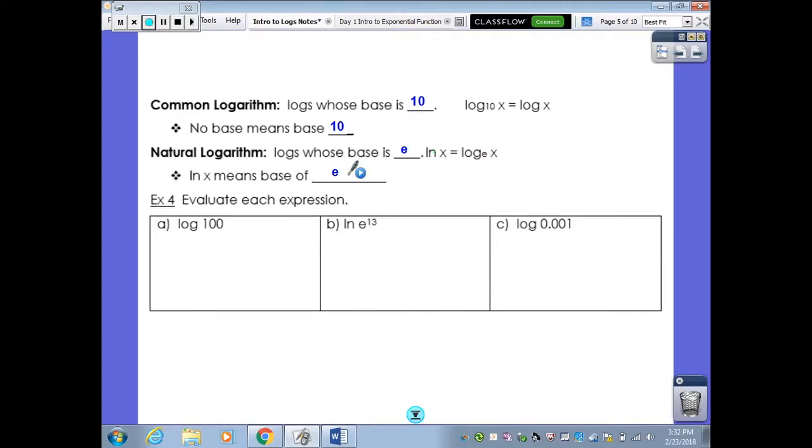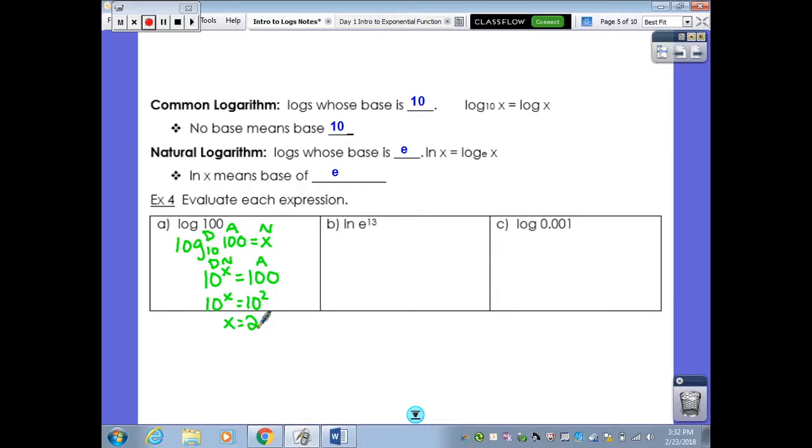Evaluate each expression. This is the same thing as log base 10 of 100. And when we evaluate it, we know we're setting it equal to x. We label our DAN and make it DNA. Get our common base and get x is equal to 2.